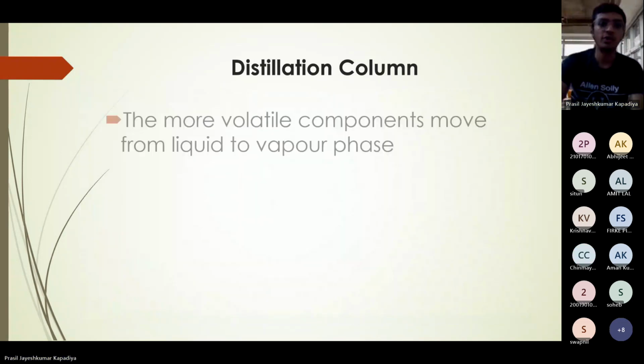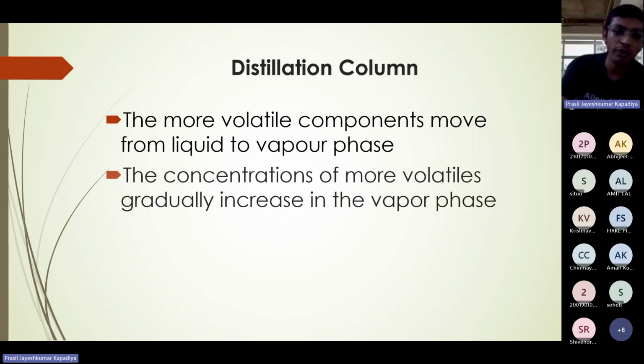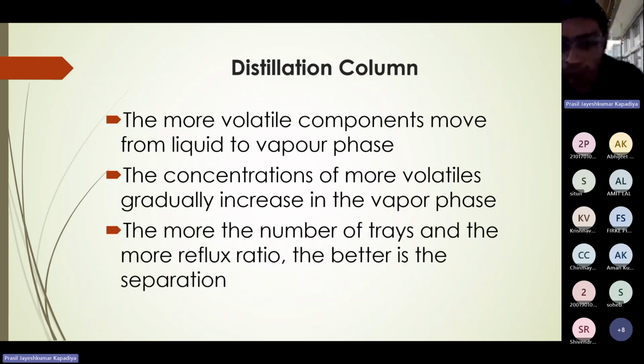Okay, so this is a distillation column. Let's see how it works. We will see what volatility is. Let's understand in a simple way that the more volatile component is the component that has a lower boiling point. What will happen? It will easily move from liquid phase to vapor phase, correct? So its concentration will gradually increase in vapor phase. This is how we obtain the more volatile component in vapor phase.